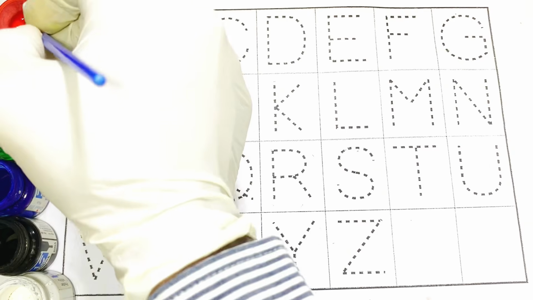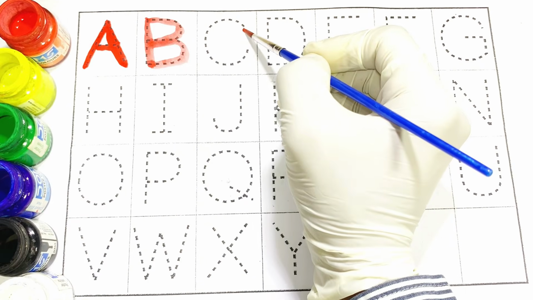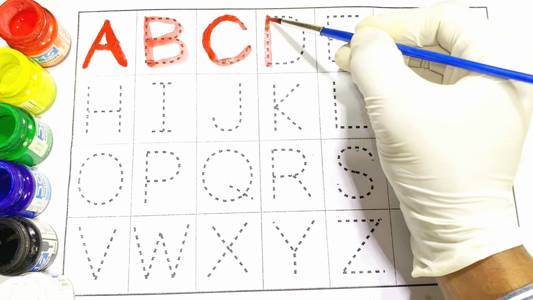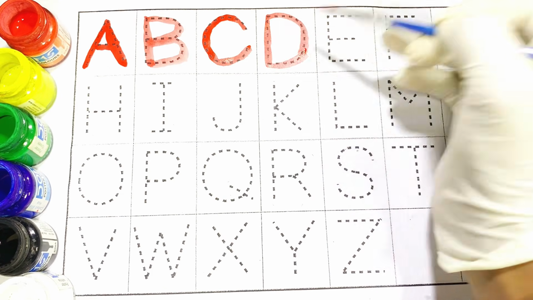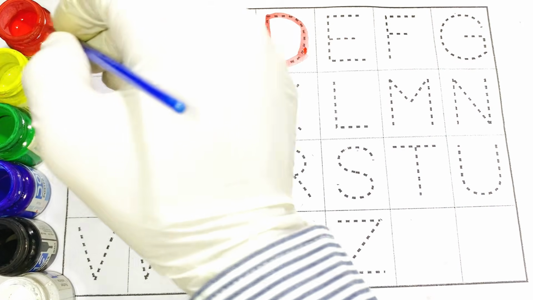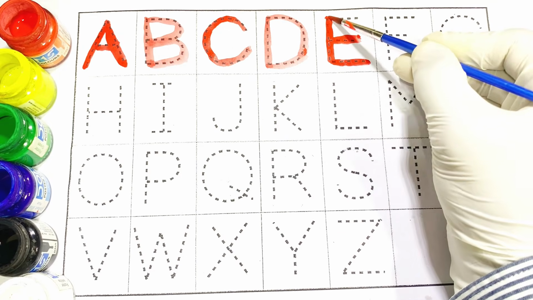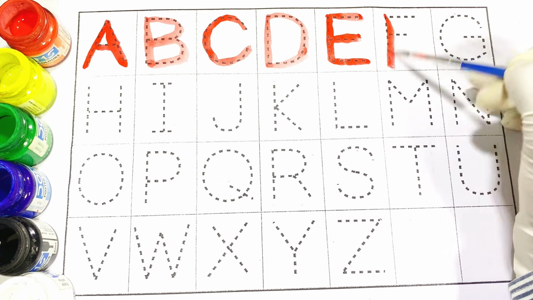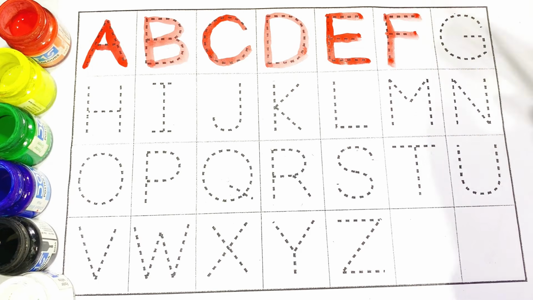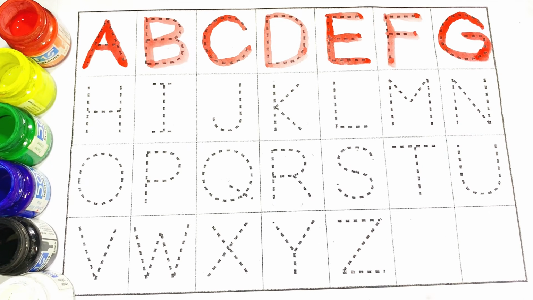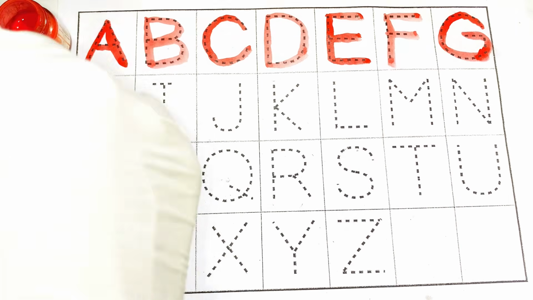B for ball. C for cat. D for dog. E for elephant. F for fish. G for God. Kids, now you draw H and use yellow color.